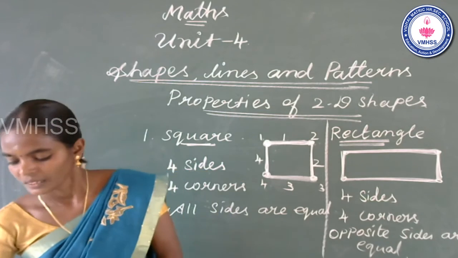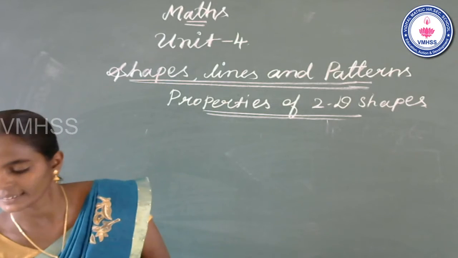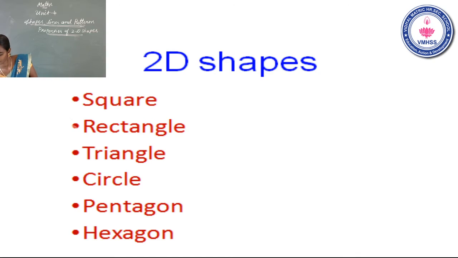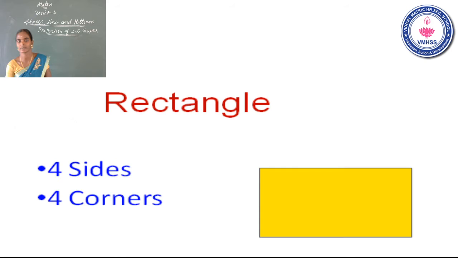Next, we see the circle shape. Children, students, listen. Look at the slide. First one, square. A square has four sides and four corners, and all sides are equal. Next one, rectangle shape. A rectangle has four sides and four corners, but opposite sides are equal.